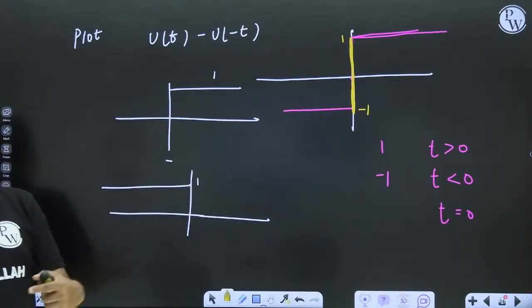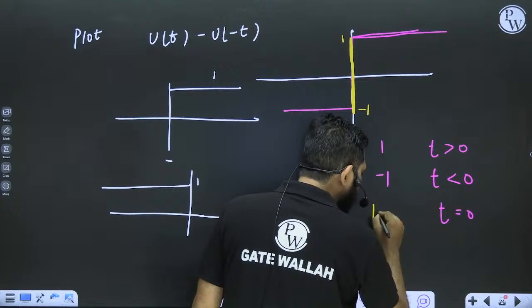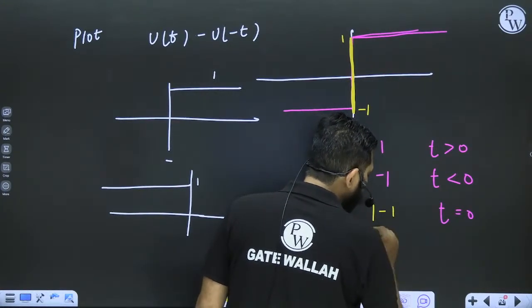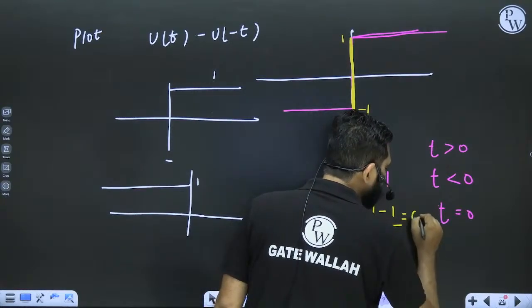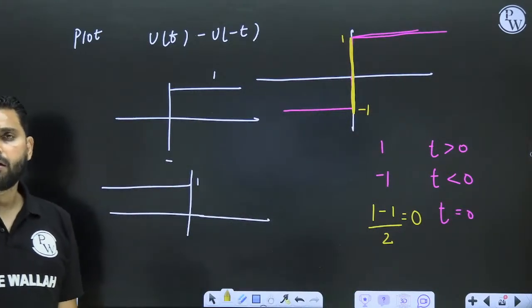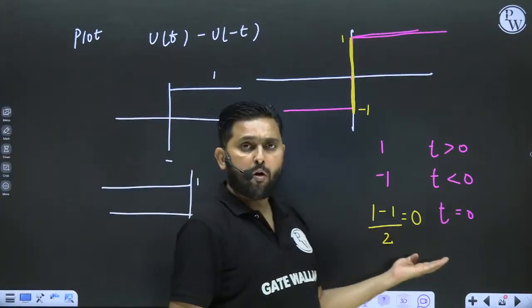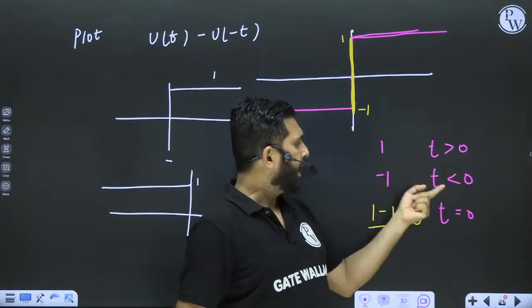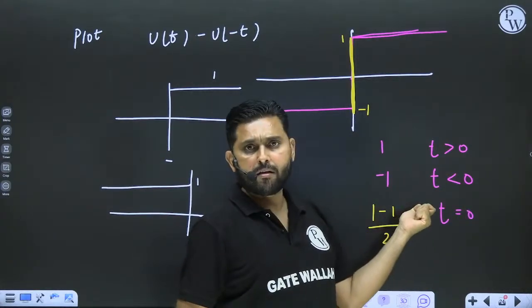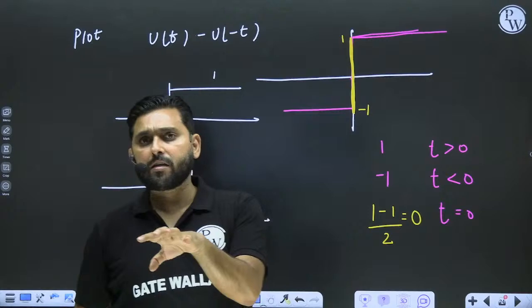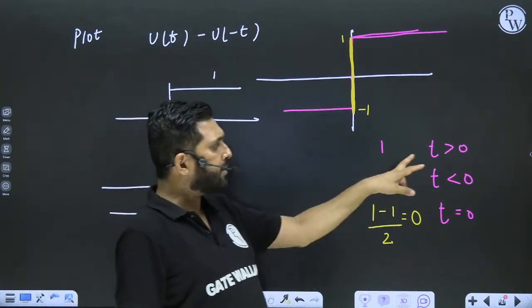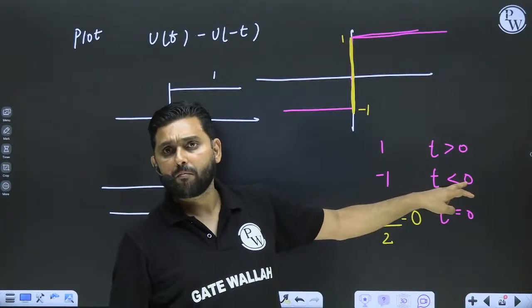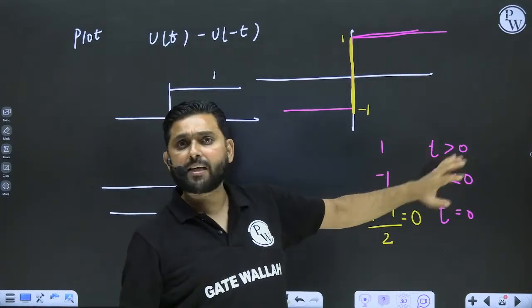So what we will write? We will write 1 minus 1 by 2, which is 0. So at t equal to 0, the value is 0. At t positive, it is 1. At t negative, it is minus 1. This is a function which is representing the sign of t. This function denotes the sign of t.